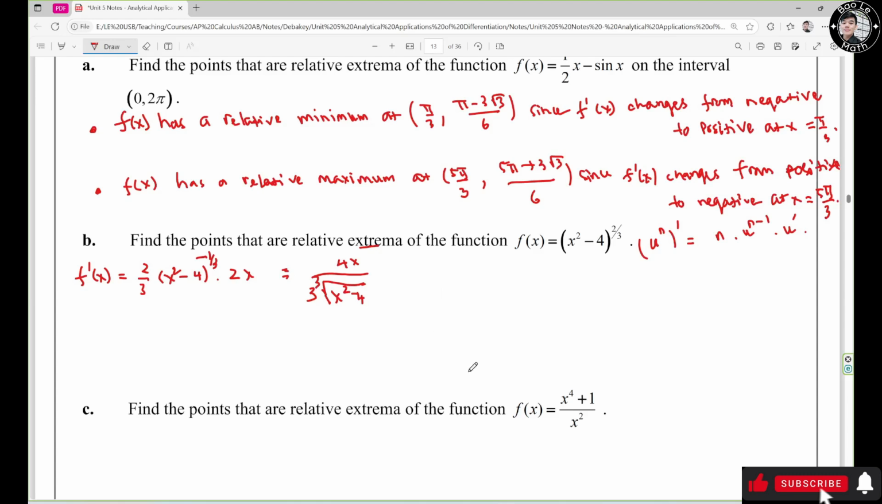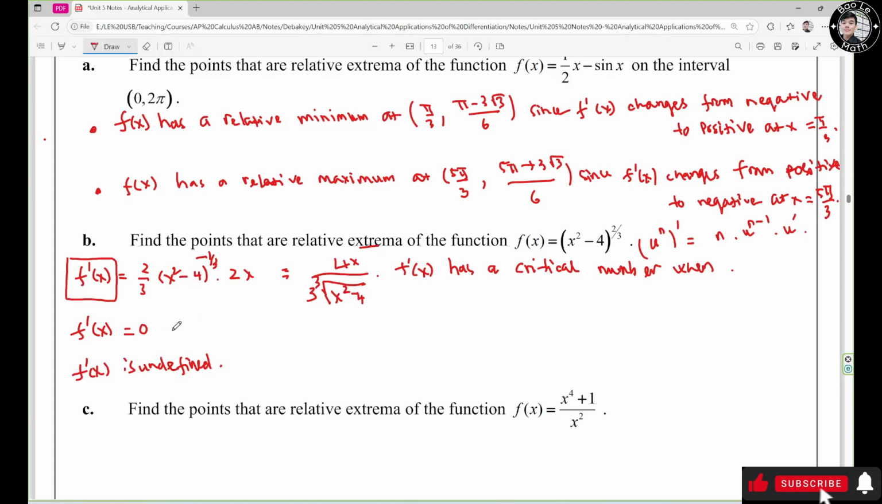You need to find the critical points. In order to find the critical points of f prime of s, remember you learned before, it is where f prime of s equals 0 or undefined. Now if f prime of s equals 0, then 4s equals 0, so s equals 0. If f prime of s is undefined, then the denominator equals 0, which means s squared minus 4 equals 0. Then s equals plus and minus 2.